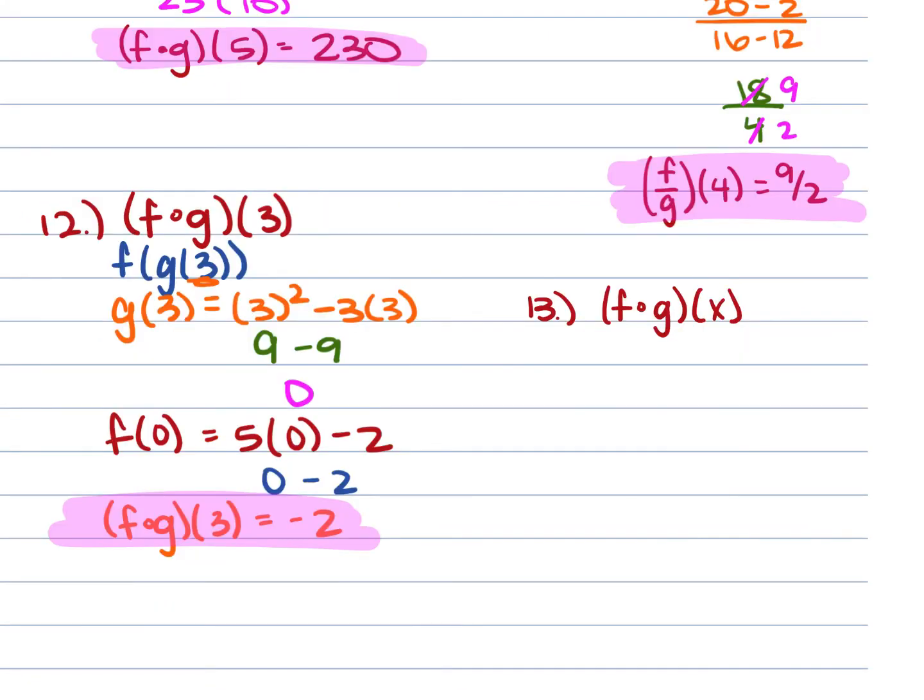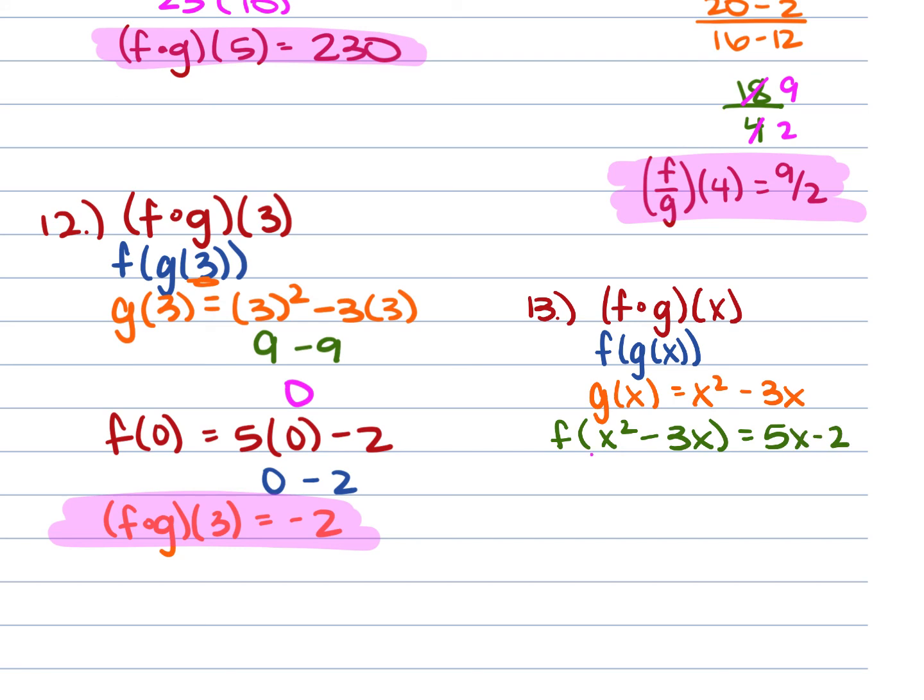For number 13, we have f of g of x. So again, we can just rewrite this to make it look a little bit easier. It's the same exact thing as saying f of g of x. Take g of x and plug it in for x in f of x. G of x, we said, is x squared minus 3x. So really, we're doing f of x squared minus 3x. So if f of x is 5x minus 2, we're going to take that x squared minus 3x and plug it in for the x in that 5x minus 2.